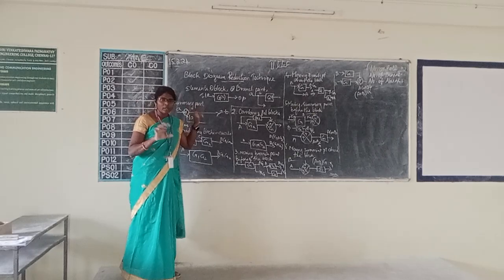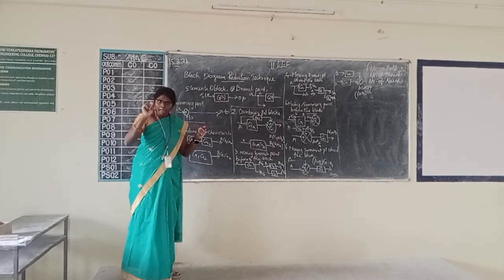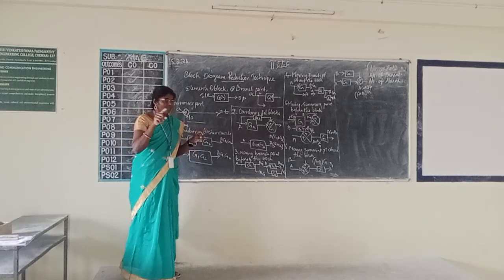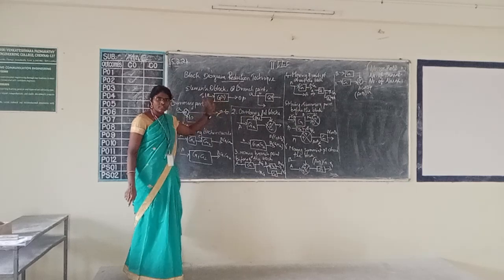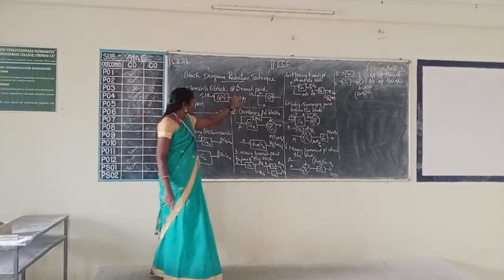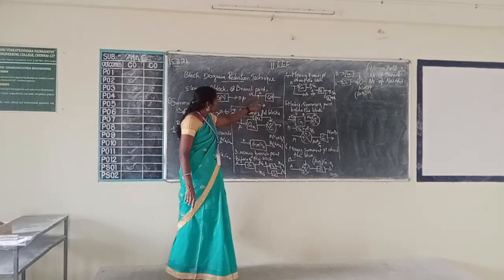What will we have in the block diagram? Blocks will be there, branch points will be there, and summing points will be there. Blocks we already know: that is the transfer function G of s, with the input and the output. Then the branch point.